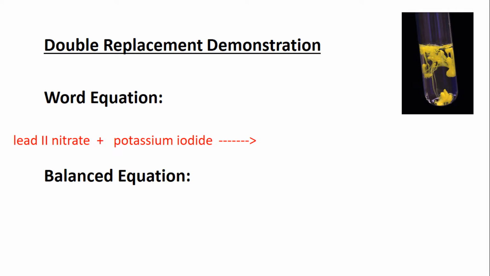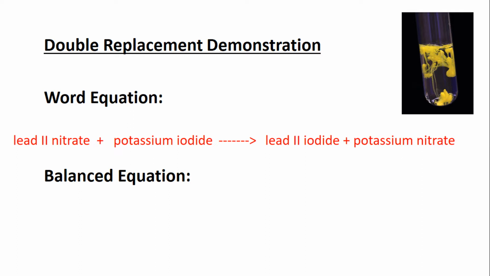We can determine the names of the products by taking the positive ions and switching their places. On the product side, we would say that one of the compounds is called lead 2 iodide and the other potassium nitrate. At this point, you need to remember your formula writing. All four of these compounds are ionic compounds. It's important to make sure you consider their charges and make sure each compound is neutral overall.